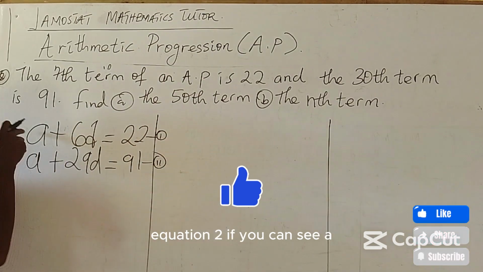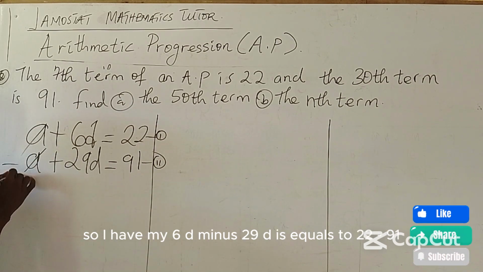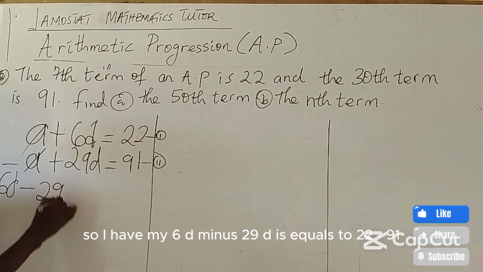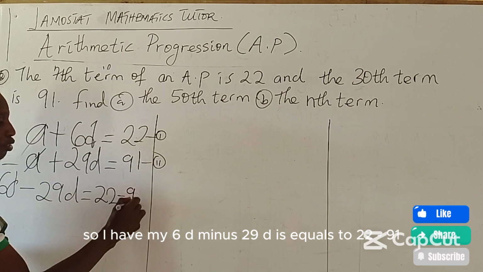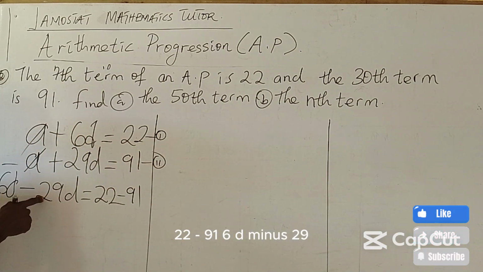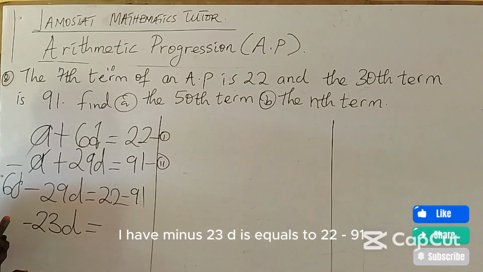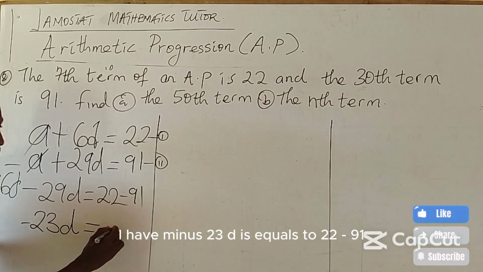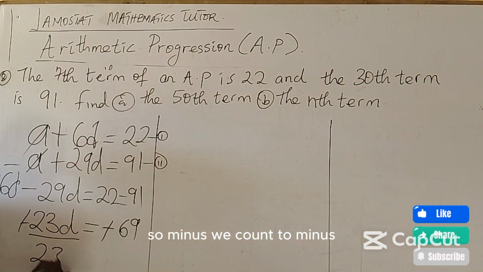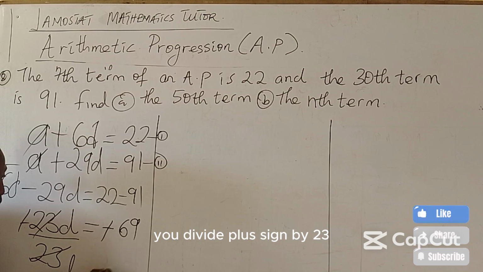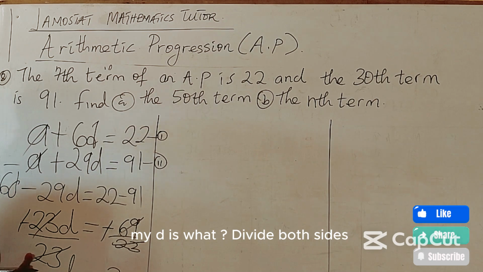Equation 2. If you can see, it's a simultaneous equation, so I introduce a minus and A is gone. So I have 6D minus 29D is equal to 22 minus 91. 6D minus 29D gives minus 23D, equal to 22 minus 91, which is minus 69. So minus becomes minus. You divide both sides by 23. 23 cancels 23. So my D is 3. My common difference is 3.